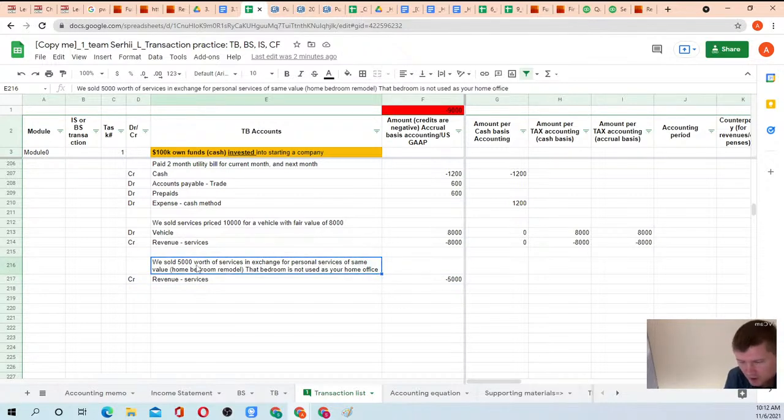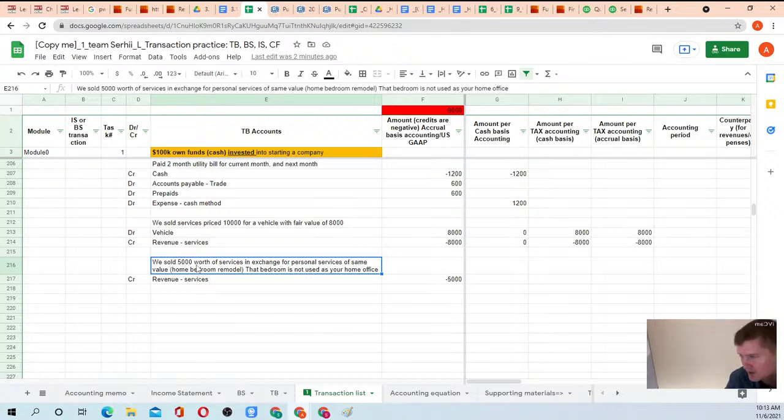Great. So we sold $5,000 worth of services of our business, and we exchanged it with a contractor to make some remodeling to our house bedroom. That bedroom is not used in any way for your business. It's not your home office. You do not use it as a home office. I first thought to pick a kitchen, but you also might use your kitchen for your business, and in that situation, it might be a bit complicated.